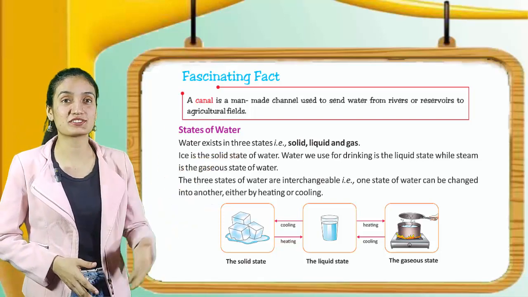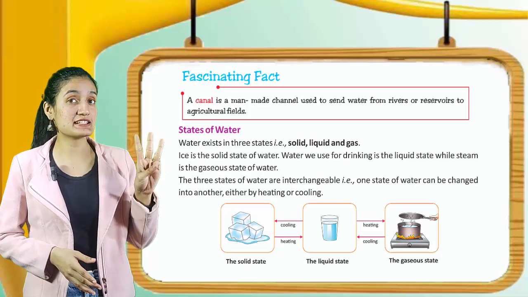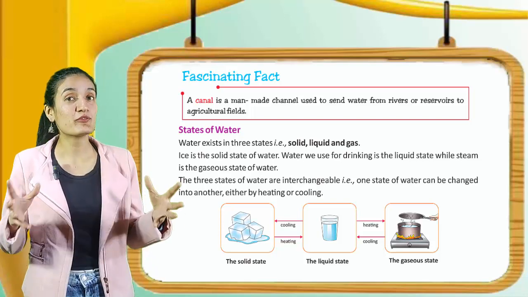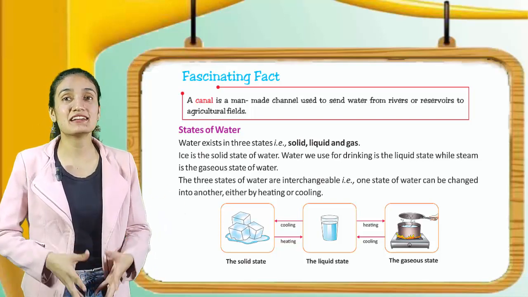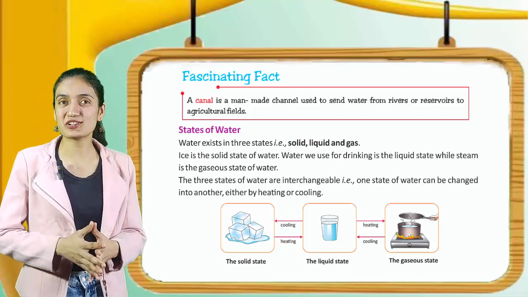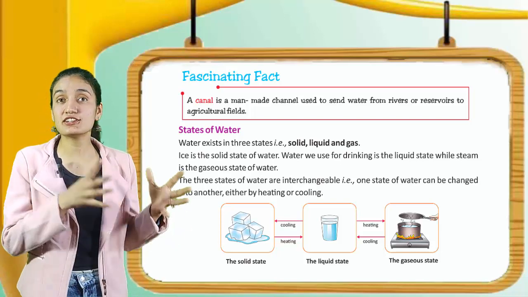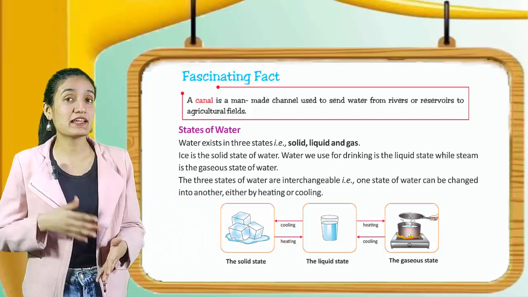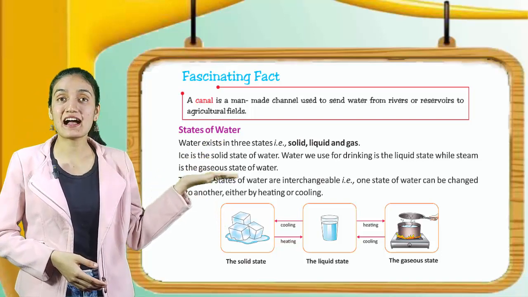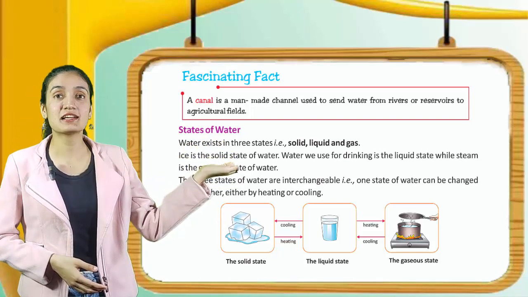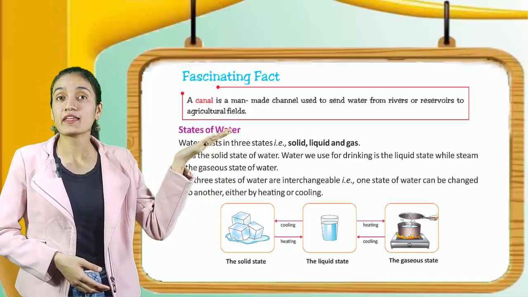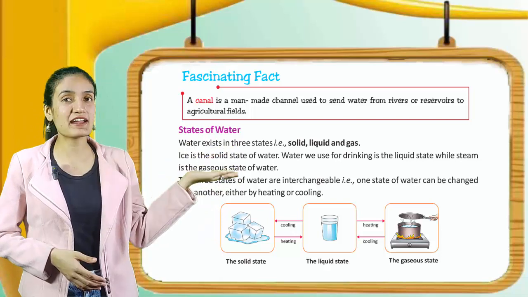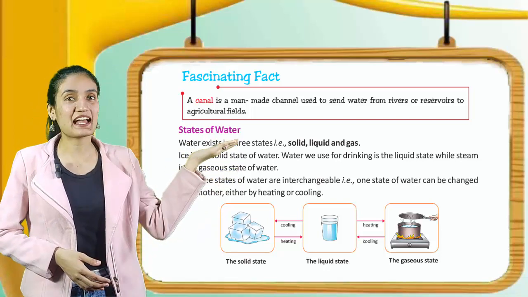Now, states of water. Water exists in three states, that is solid, liquid, gas. Ice is the solid state of water. Water we use for drinking is the liquid state, while steam is the gaseous state of water. The three states of water are interchangeable, that is, one state of water can be changed into another, either by heating or cooling. Here you can see ice is converted into liquid state by cooling and liquid state is converted into the gaseous state by heating. The vice versa can be done by cooling and heating.